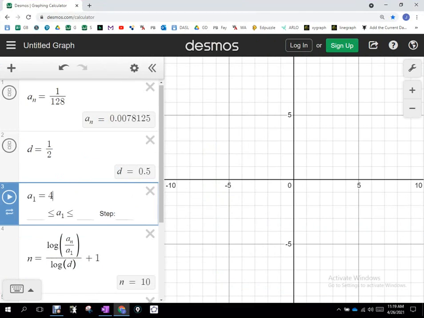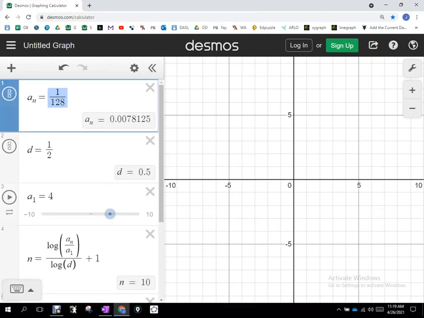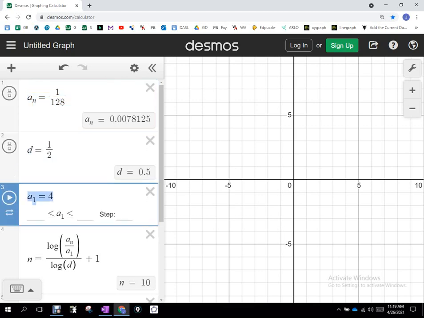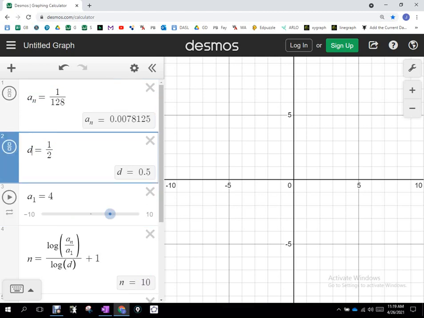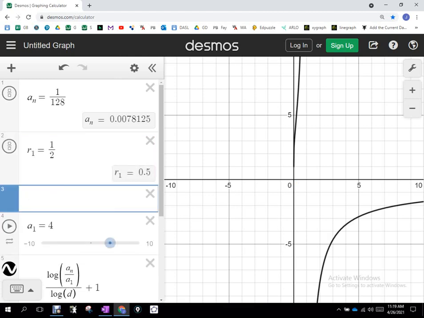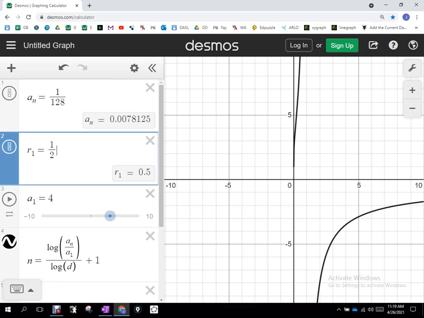Does that make sense? So if we can capture those values, the last term, the common ratio, and the first term, it will tell you how many terms are in that sequence. Okay? And actually, let's see if I can rewrite this as R. Okay, that's better. R sub 1, so we don't have to use D.